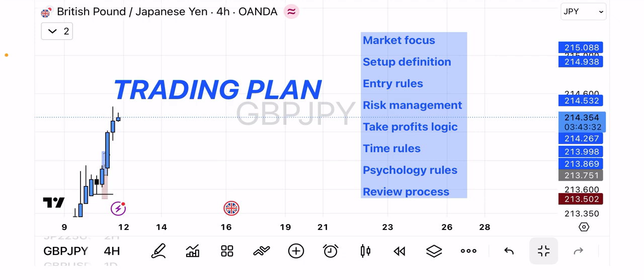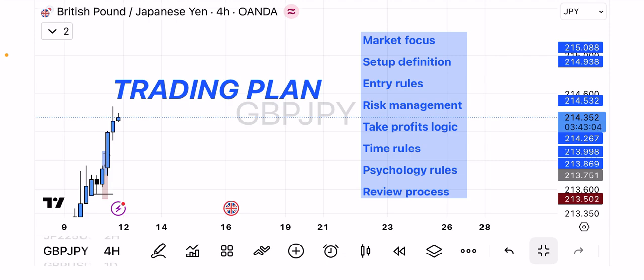Now let us move on to the second thing that is very, very compulsory. The second thing that is necessary for you to include in your trading plan is setup definition. You may be wondering, what is setup definition? You don't need to worry about it. I'm going to explain it in a way that you will understand. Even a small child will understand.